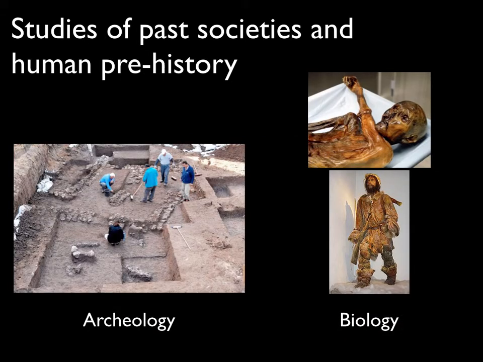We also study past societies and human prehistory, so what happened before we invented writing, essentially, and a lot of this is done through archaeology, excavating the remains of past human behavior and looking at traces of past human behavior and trying to figure out what their lifestyles might have been like. And also biology in the past. This is Ötzi the Iceman. He is 5,300 years old, and he was found by tourists in the Italian Alps just a few years ago.